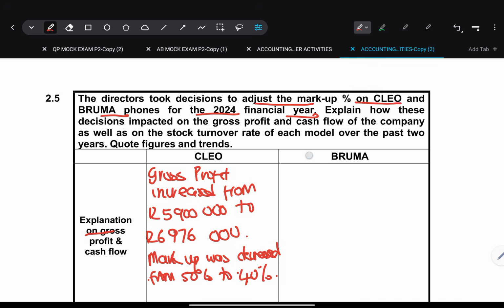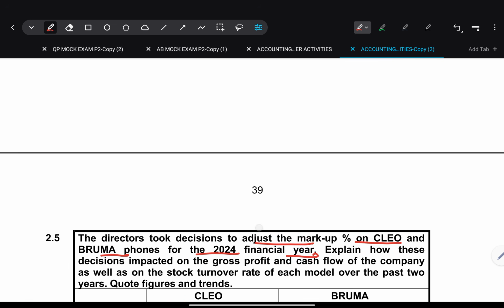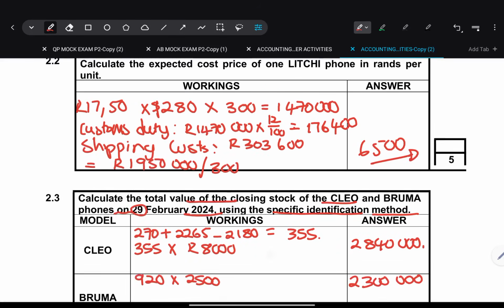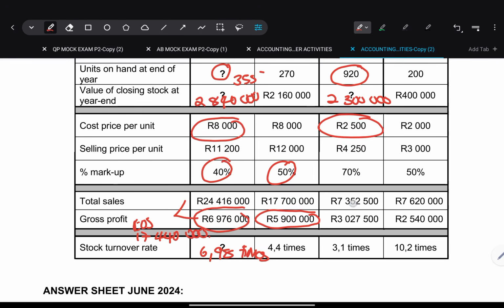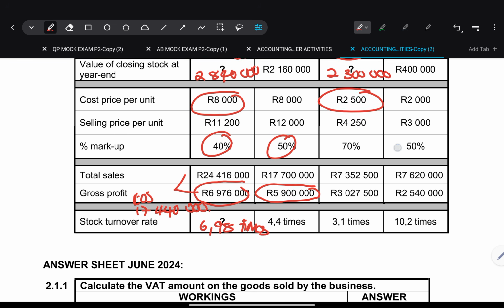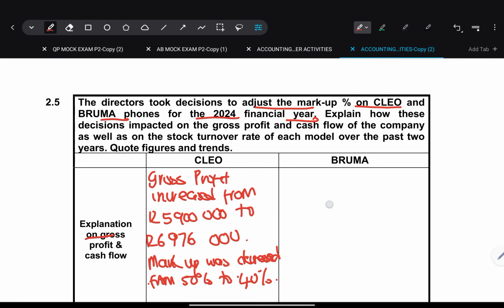Now let's check what happened to the other brand, Bruma. In terms of Bruma, maybe we can start the same way we did here. We'll mention the markup after. So when you look at the gross profit for Bruma, gross profit for Bruma increased also from 2,540,000 to 3,027,000.